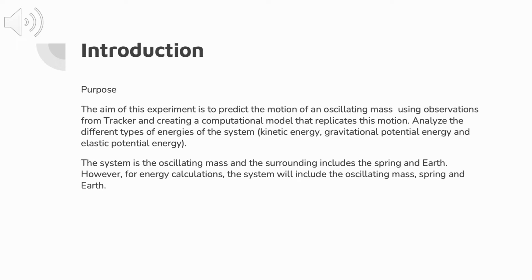The purpose of this lab experiment is to predict the motion of an oscillating mass using observations from Tracker software and creating a computational model that replicates this motion. We'll also be analyzing the different types of energies of the system, such as kinetic energy, gravitational potential energy, and elastic potential energy. The system in this case is the oscillating mass, and the surroundings include the spring and the Earth. However, for energy calculations, the system will include the oscillating mass, the spring, and the Earth.